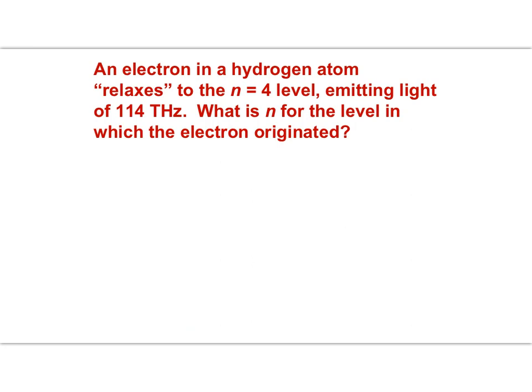So here's a typical Rydberg equation problem. You've got an electron in a hydrogen atom relaxing to the n equals 4 level, emitting light of 114 terahertz. What's the n for the level in which the electron originated?